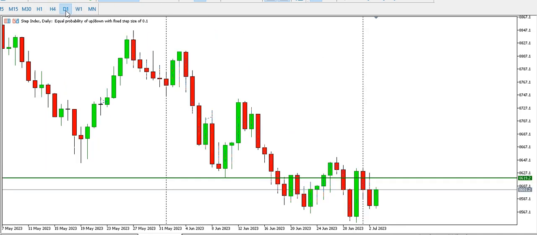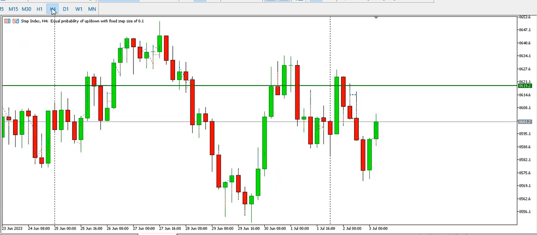Let's take a look at the daily time frame. What do we have on the daily time frame? This is price sliding, and then price starts to range. Something might happen at the break of the range. Price might break to the top side, or price might break to the downside. Okay, that's for the daily time frame.